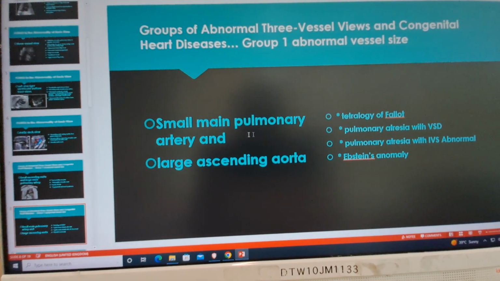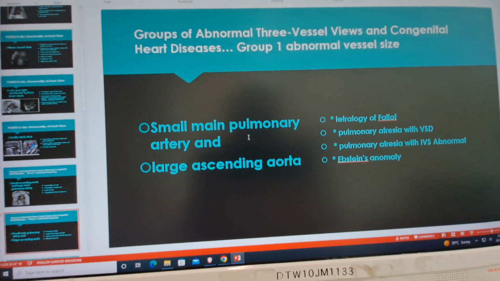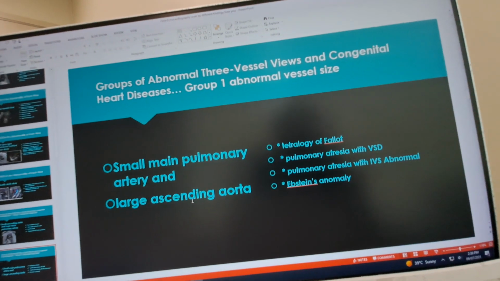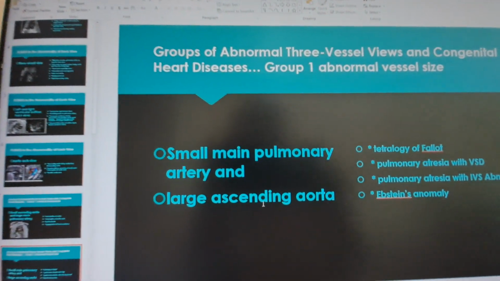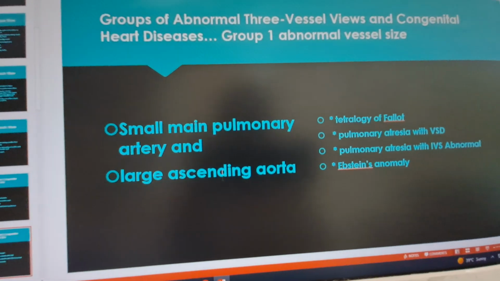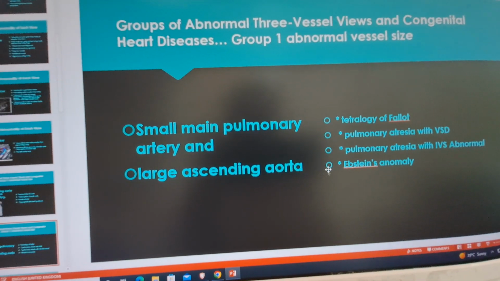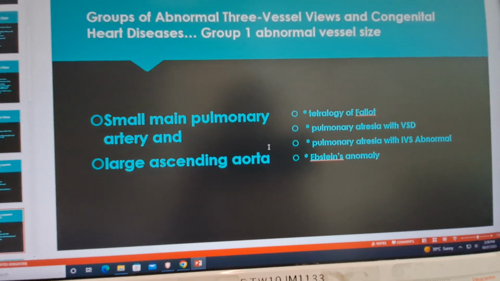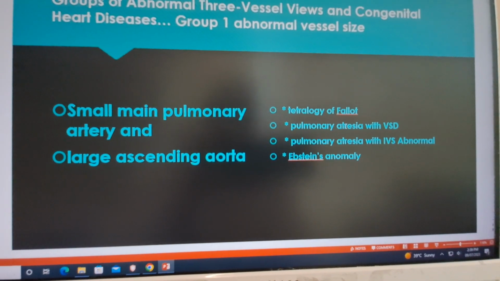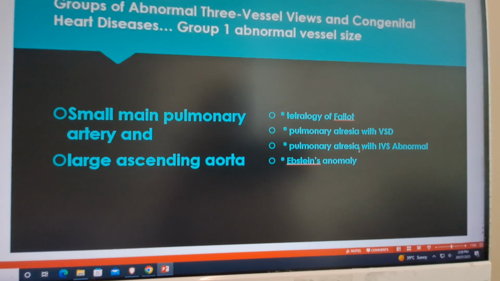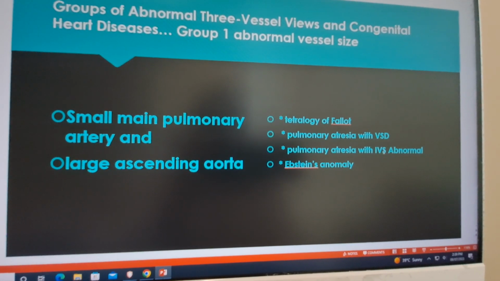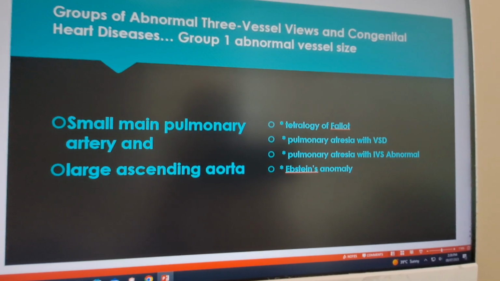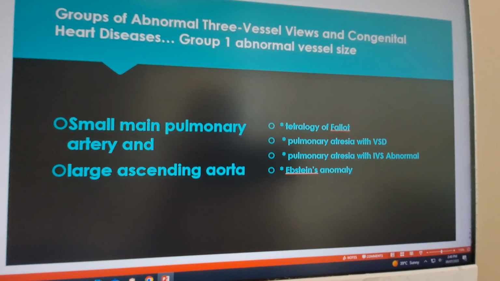Now, what is another thing? The small pulmonary artery and large ascending aorta. So why is it large? Large means something is narrowing, or something is displaced, or something has stenosis. So tetralogy of Fallot, where the origin of the vessels is not good. Pulmonary atresia with VSD, atresia with interventricular septum abnormality, or Ebstein anomaly, a mass abnormality, where there is dilatation of the right heart.